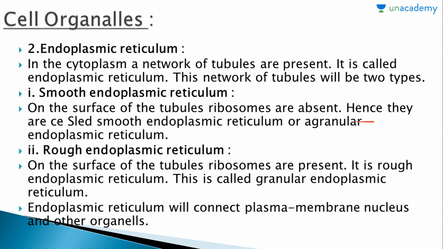Hence, it is called smooth endoplasmic reticulum, or agranular endoplasmic reticulum, because it appears smooth on the surface as ribosomes are absent. But in the rough endoplasmic reticulum, on the surface of the tubules, ribosomes are present. It is thus called rough endoplasmic reticulum because of its rough appearance due to the presence of ribosomes. This is called granular endoplasmic reticulum. The endoplasmic reticulum will connect the plasma membrane, nucleus and other organelles.